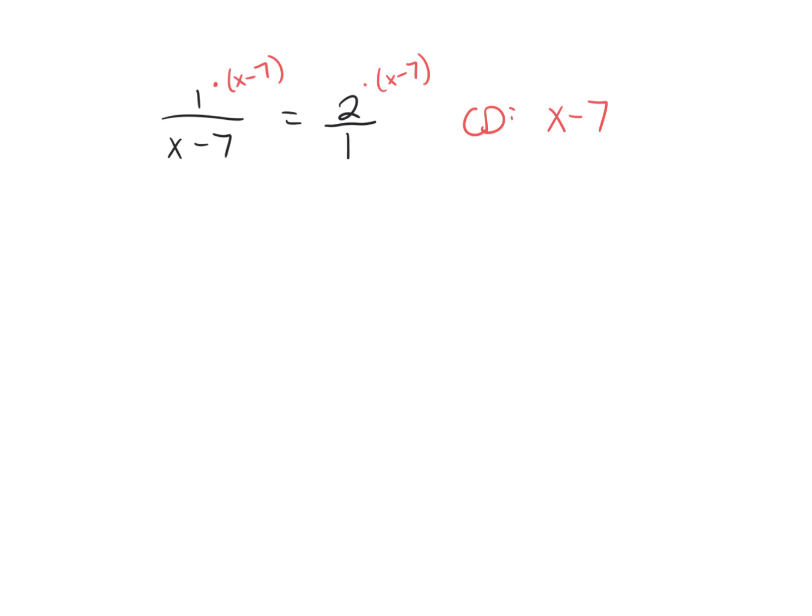On that first fraction here, what happens? The x minus 7's cancel, so I'm left with 1 equals, where did you get that from? Yep. Take 2 times x, which is 2x. 2 times negative 7, negative 14. Now it's just an algebraic problem, a 2-step equation. How do we solve? Add 14.